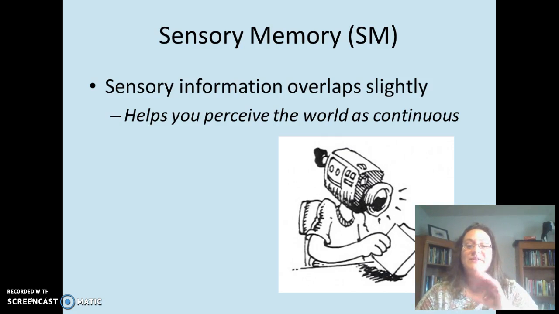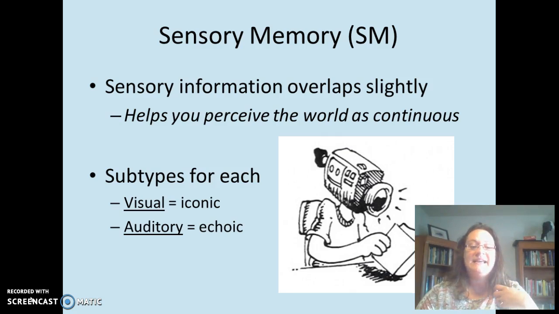The next few slides are going to break down the differences between sensory, short-term working, and long-term memories. Sensory memory is information about what's happening in the world, so you're pulling it in from your senses. There are subtypes for each. Your visual sensory memory is the iconic memory, and your auditory is the echoic.